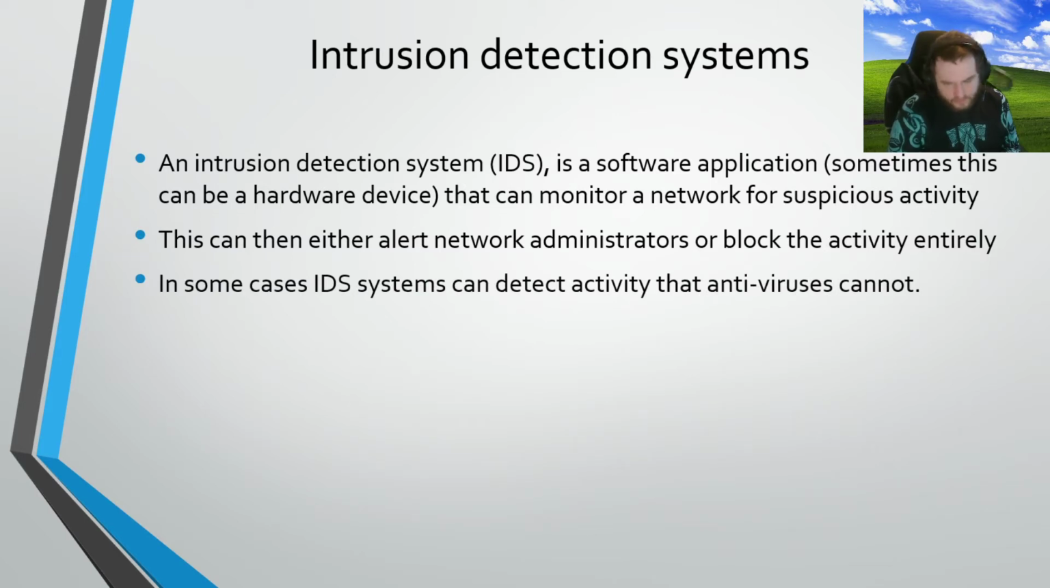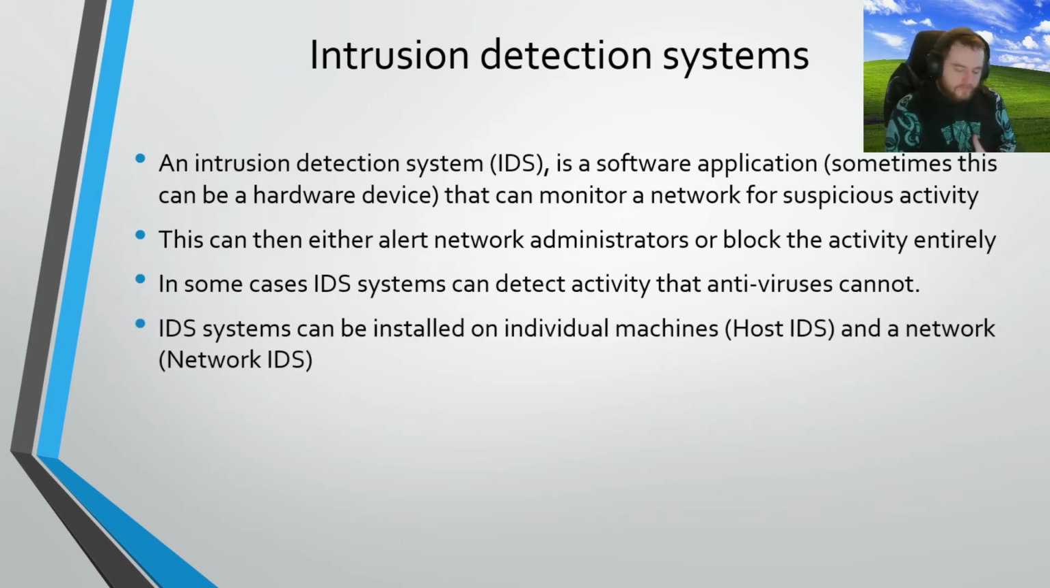And because an IDS is running constantly and is looking for certain things, it can detect activities that an antivirus can't. The reason for that is because it'll look for any suspicious activity. So if there's a lot of traffic going in and out for one PC on a network, for example, that looks a bit out of the norm, it might think there's a virus on there, which at that point it'll try and stop.